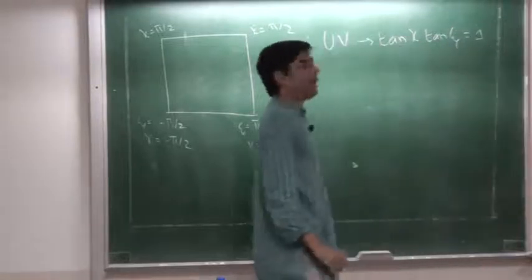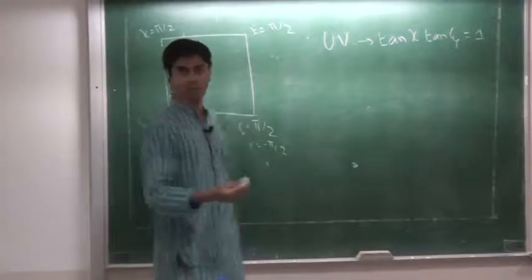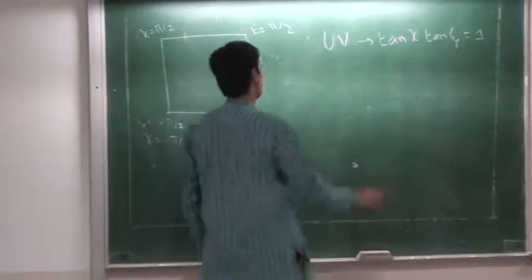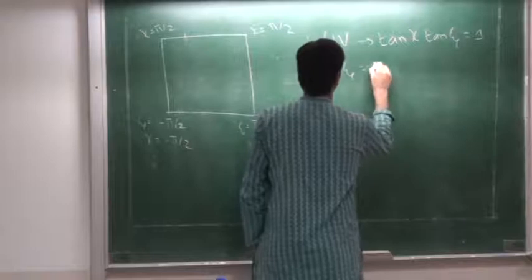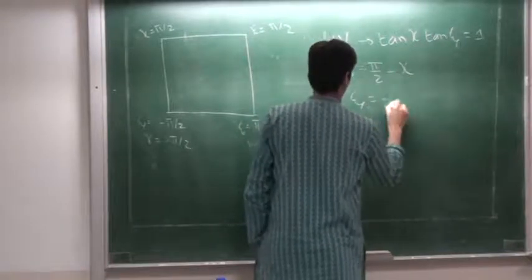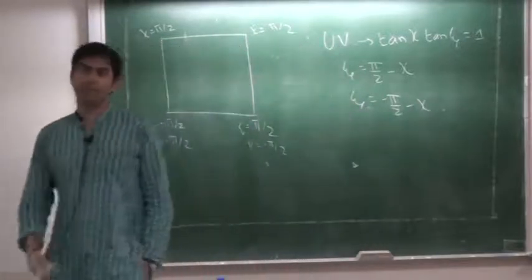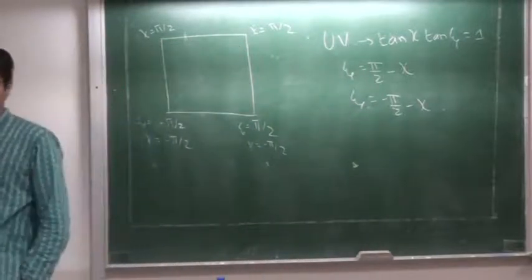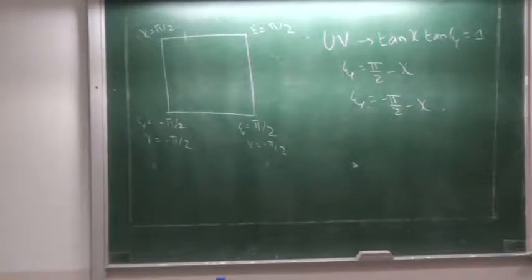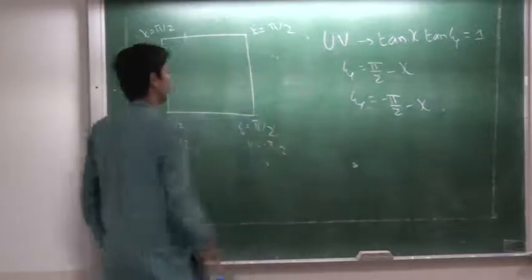If this is the case, then you can have two possible relationships between zeta and chi. One of them is that zeta is pi by 2 minus chi, and the other is zeta is minus pi by 2 minus chi. You know that cos and sine flip if you take pi by 2 minus the argument, and therefore these are the boundaries in terms of this UV plane.